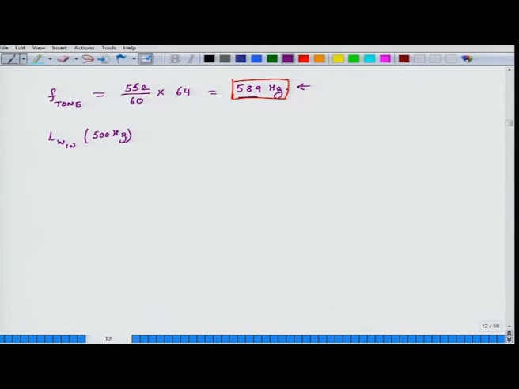And what is the relation for LW in? LW in is LW broadband plus LW tonal. This is the relation which I have given, plus 10 log 10 Q over Q naught, plus 20 log 10 P over P naught.